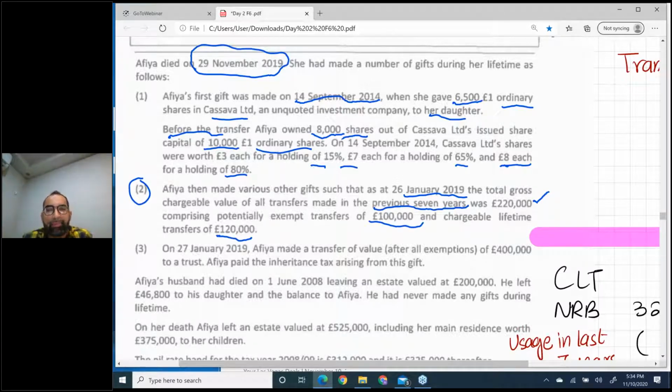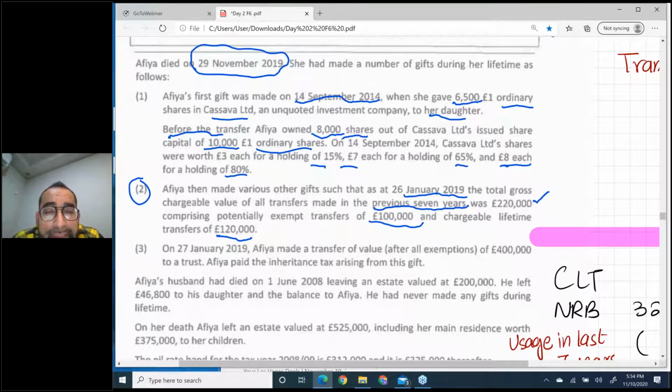I have a question. She is not dead right now. She is alive. And they are saying in the last 7 years she did a PET of 100,000 and a CLT of 120,000. Can you tell me out of these 100 and 120 which event is chargeable? Only the CLT, because if she's alive there is no tax on the PET. If she's alive, no IHT is computed on a PET.